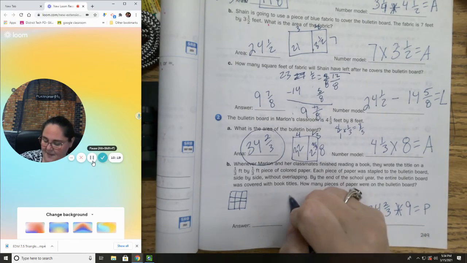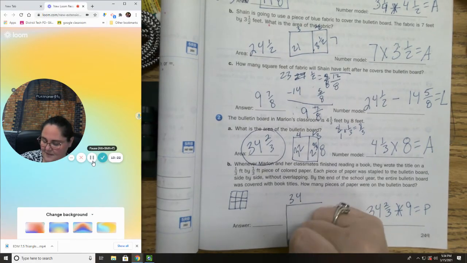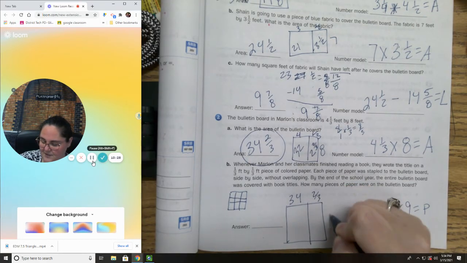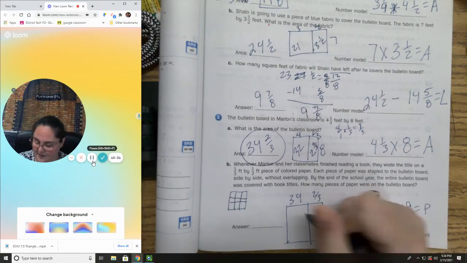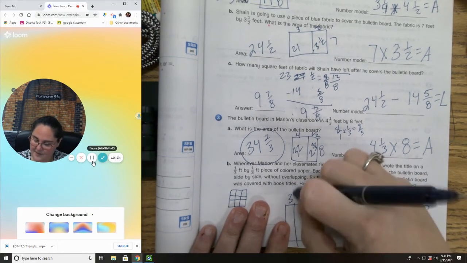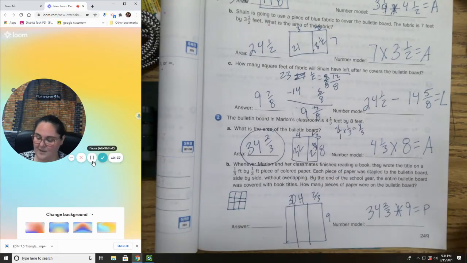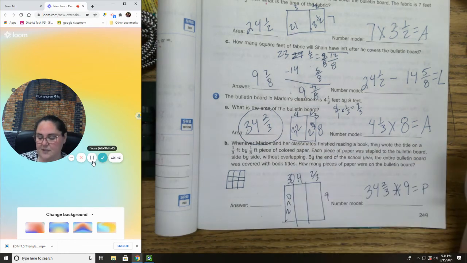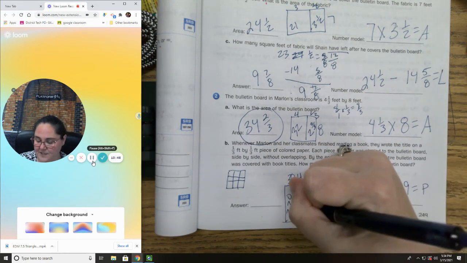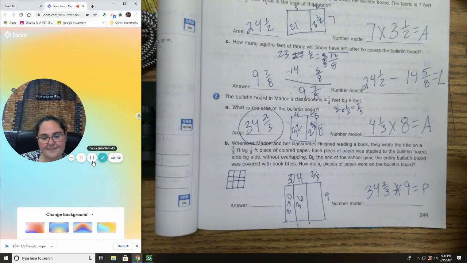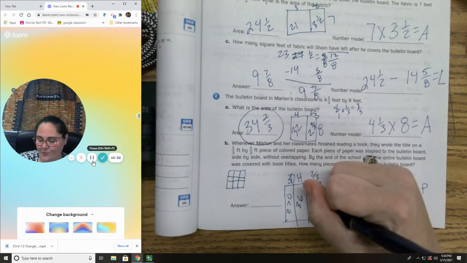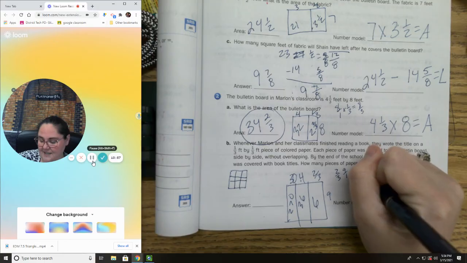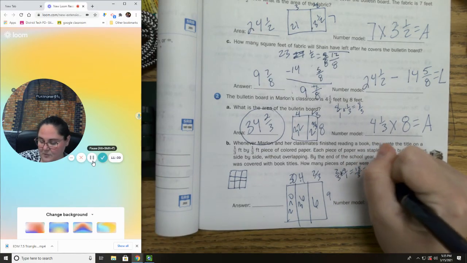Okay, 34 and 2/3. We're going to split it that way. 30 times 9 is 270 because 9 times 3 is 27. 9 times 4 is 36. 2/3 times 9 equals 6. 2/3 times 9 over 1 equals 18 over 3, which equals 6. That's how I got that.